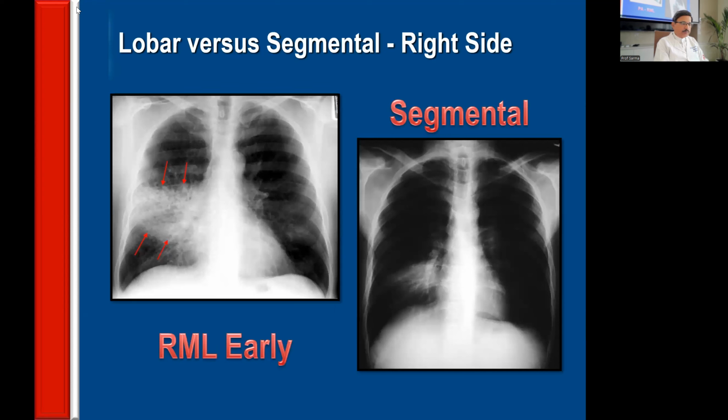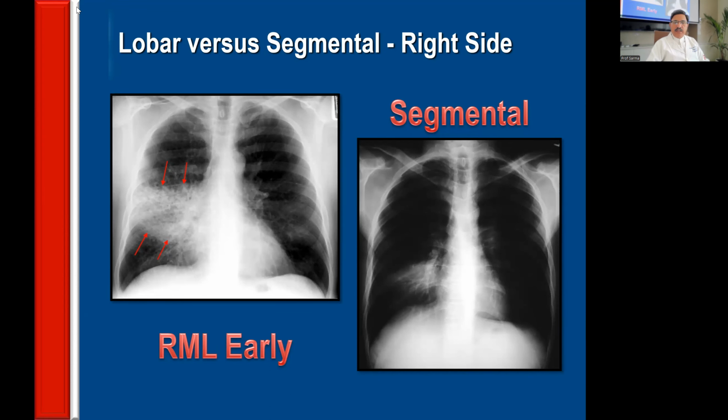Now, this one is right middle lobe. Early right middle lobe consolidation will look like that. It is a little loose, and later on it becomes more solidified. Early consolidation. Lobar versus segmental. The left side picture is lobar, and the right side picture is only the segmental pneumonia of the lower lobe. The other one is middle lobe lobar consolidation: left side is middle lobe lobar consolidation, right side is segmental consolidation.